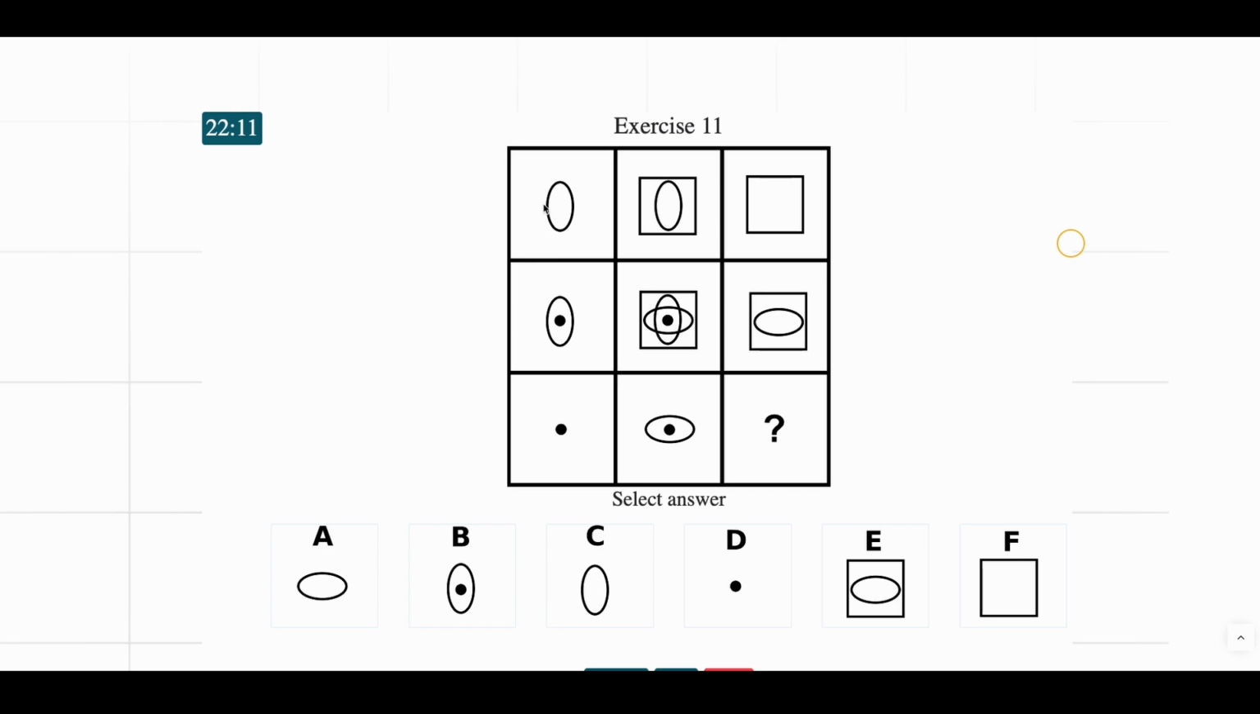For exercise 11, the middle object in the grid is basically the top one added to the bottom one. Here you can see the oval and the dot added together give this combination of the shapes. So here it is a square and an oval. Added together, we have the square on top, so it is the oval that is missing.